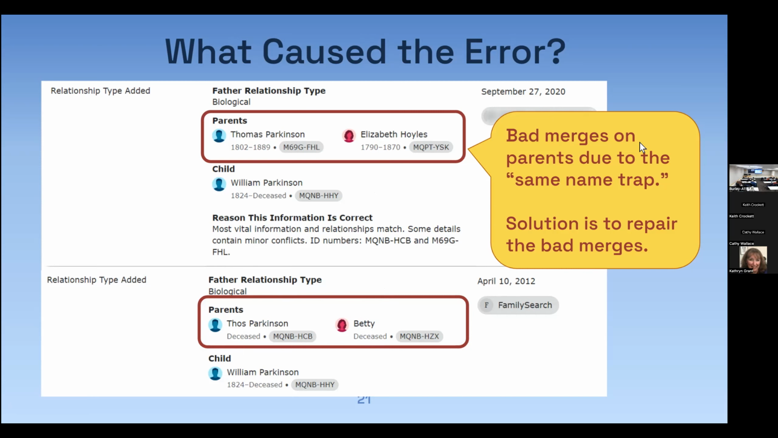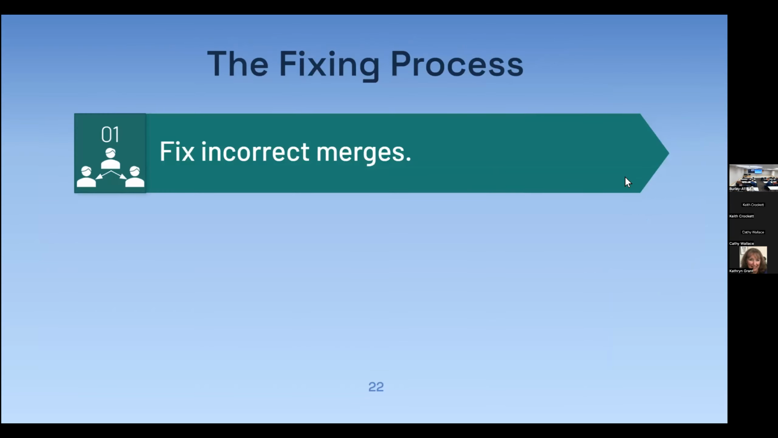So the bad merges occurred due to what we can call the same name trap, which is where users believe that two people are the same based solely on their names, irrespective of any other evidence. So the solution here is that we've got to repair those bad merges. How do we do that? That's our first step in the process.